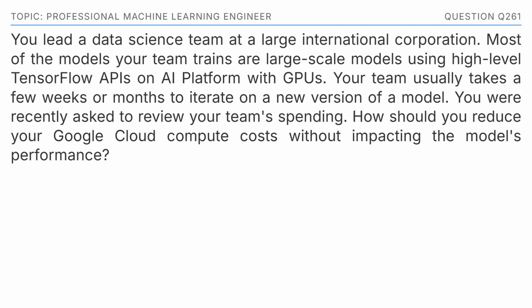You lead a data science team at a large international corporation. Most of the models your team trains are large-scale models using high-level TensorFlow APIs on AI platform with GPUs. Your team usually takes a few weeks or months to iterate on a new version of a model. You were recently asked to review your team's spending. How should you reduce your Google Cloud compute costs without impacting the model's performance?